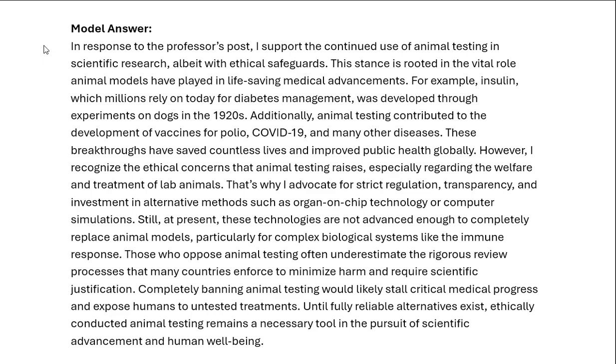For example, insulin, which millions rely on today for diabetes management, was developed through experiments on dogs in the 1920s. Additionally, animal testing contributed to the development of vaccines for polio, COVID-19, and many other diseases. These breakthroughs have saved countless lives and improved public health globally.